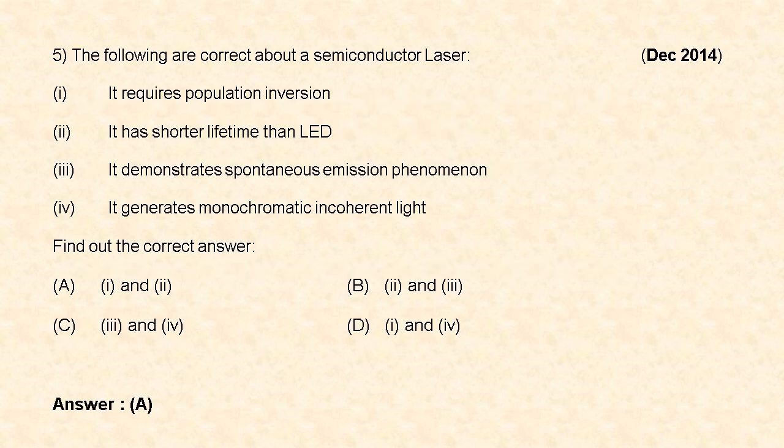Next question. This question was asked in December 2014. The following are correct about a semiconductor laser. It requires population inversion. It has shorter lifetime than LED. It demonstrates spontaneous emission phenomena. It generates monochromatic incoherent light. Find out the correct answer. We know that a semiconductor laser requires population inversion. It has shorter lifetime than LED.